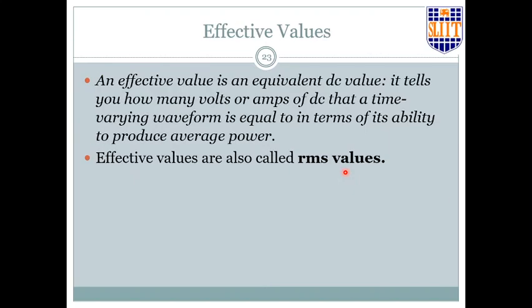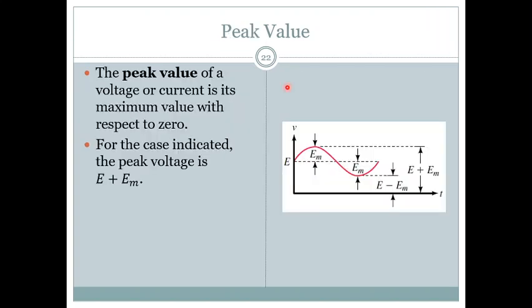right? So the peak value here, now this E is the shift, the DC shift, we call it as DC shift. So E plus capital EM, that is the amplitude, is your peak value, the positive peak value, and the negative peak value is E minus EM. So the positive peak and the negative peak of the waveform.